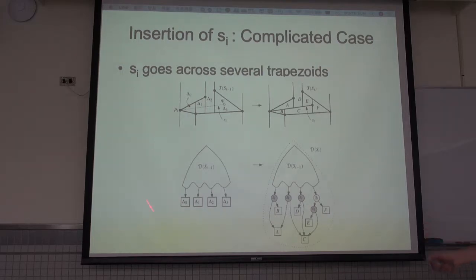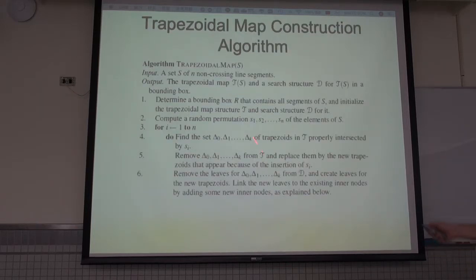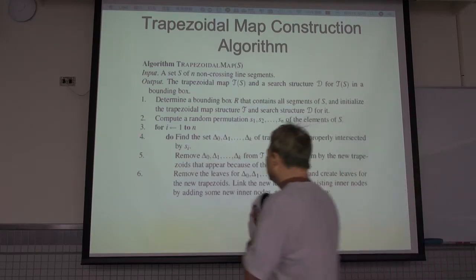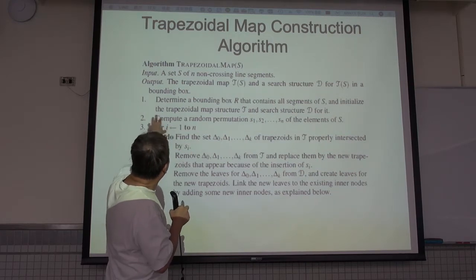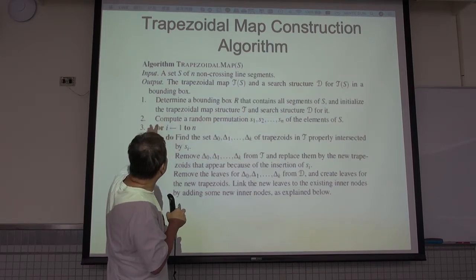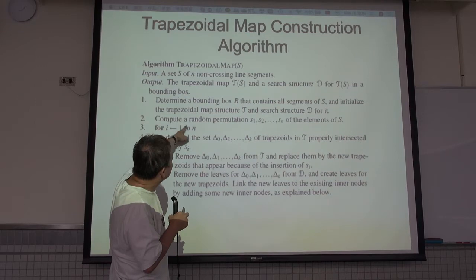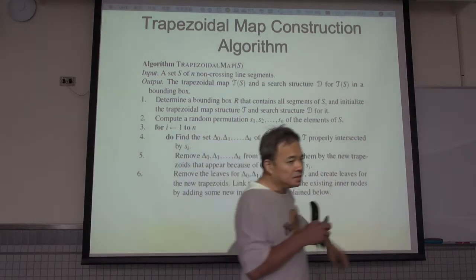So that is why we can write a pseudocode here to deal with that. You can see here we have a bounding box first, and then in the second line we have a random permutation for these line segments.